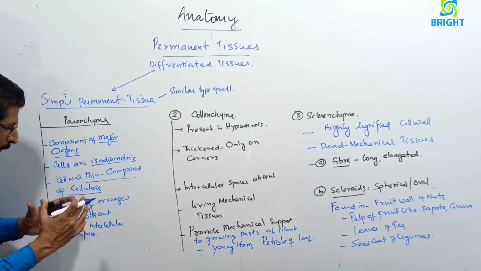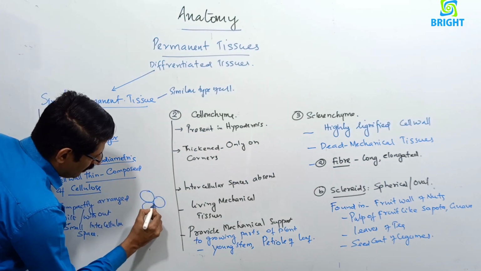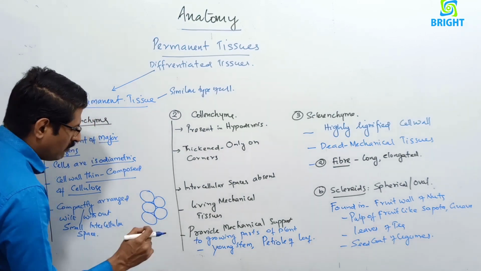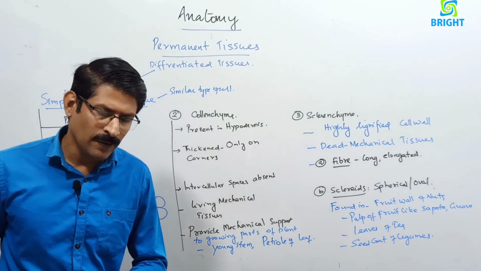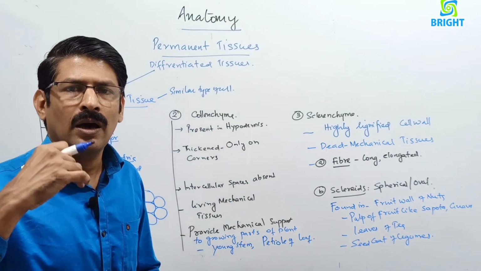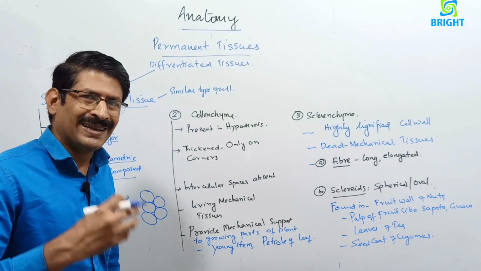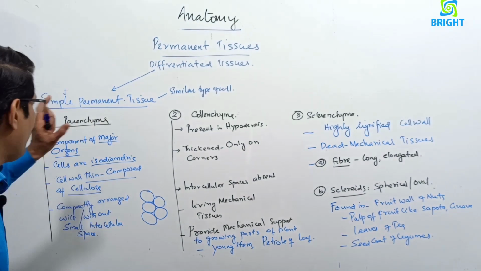And the cells are compactly arranged, with or without intercellular spaces. If intercellular space is present, it is very small. Parenchyma performs photosynthesis, and it acts for storage and also secretion. These metabolic, assimilatory activities are done by the parenchyma.